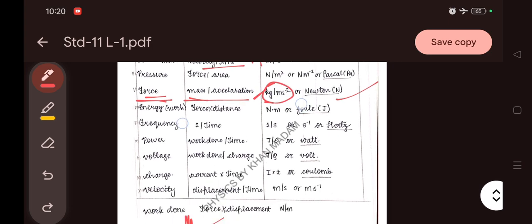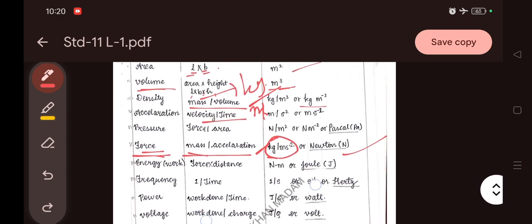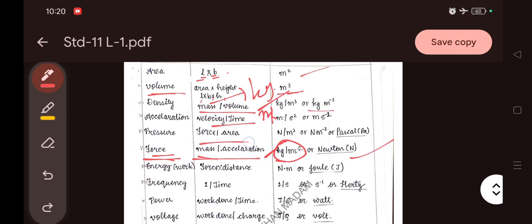Similar goes for another derived quantity, so you have to go through it. Like pressure is nothing but force upon area. Force is defined in terms of Newton, area is defined in terms of meter square. So Newton per meter square is nothing but Pascal. So instead of using Newton per meter square or kg per meter second square multiple times, we will use Pascal.